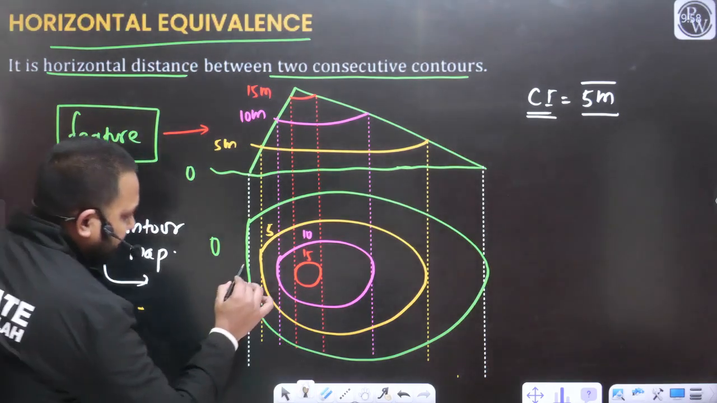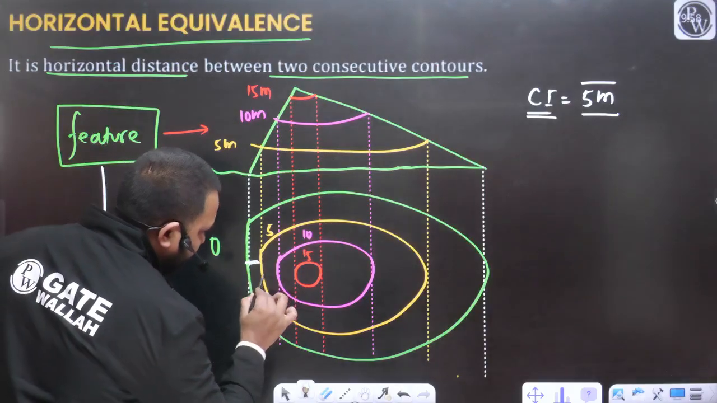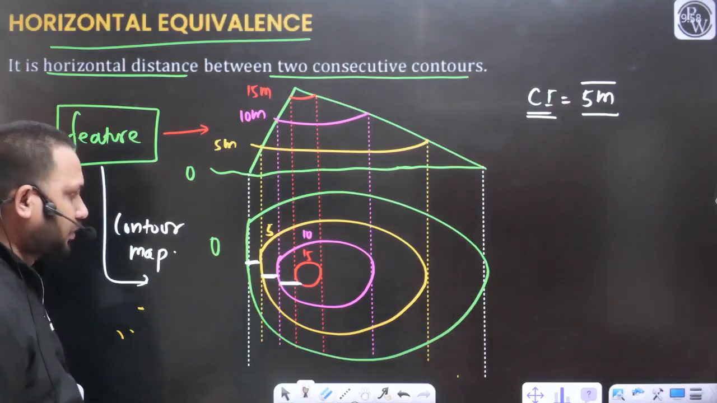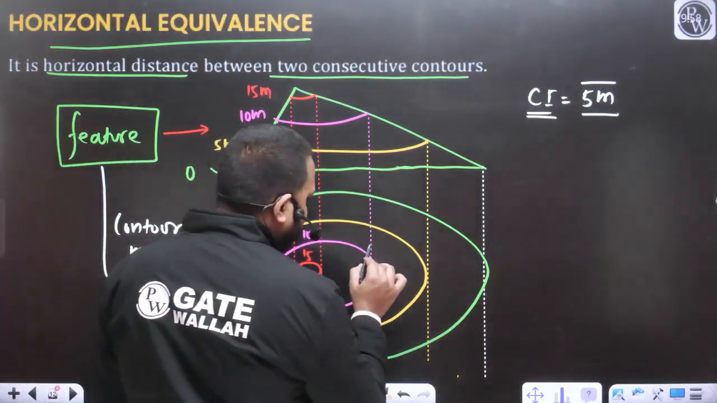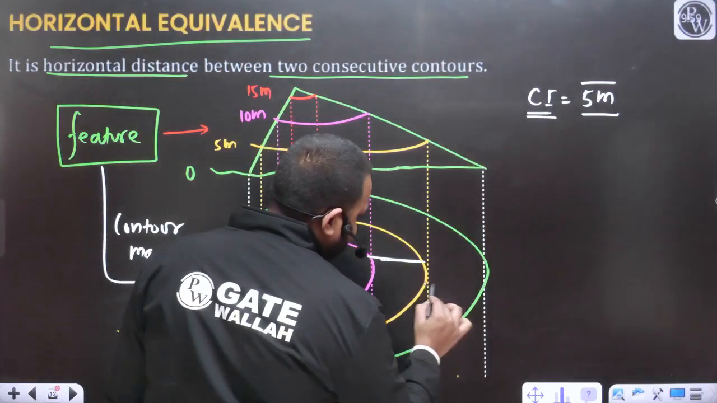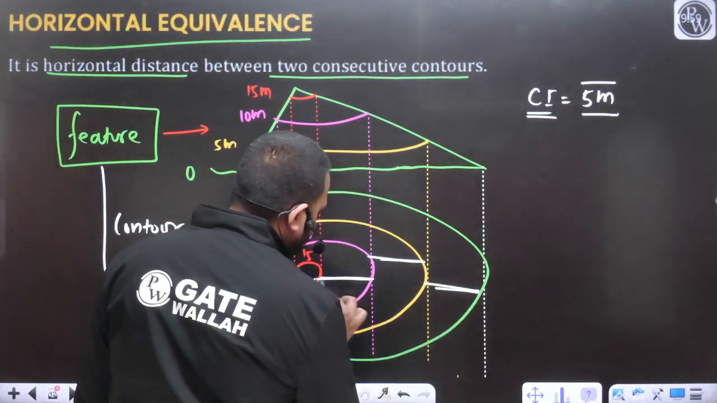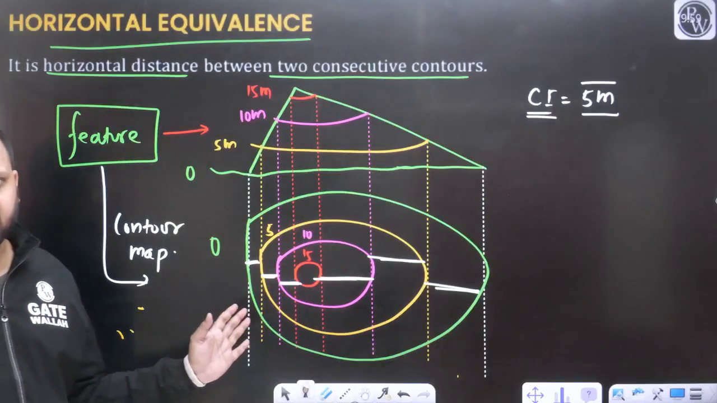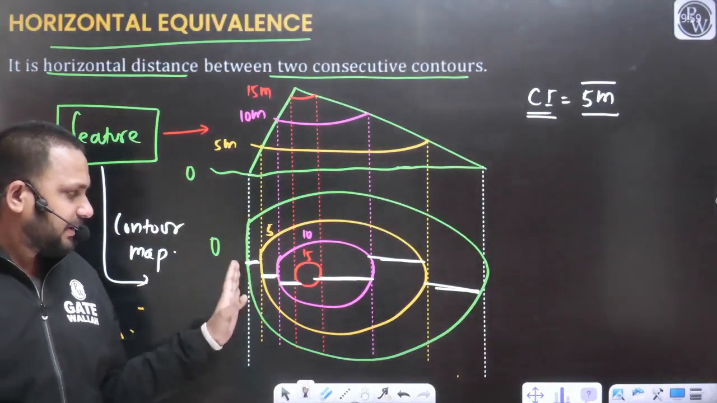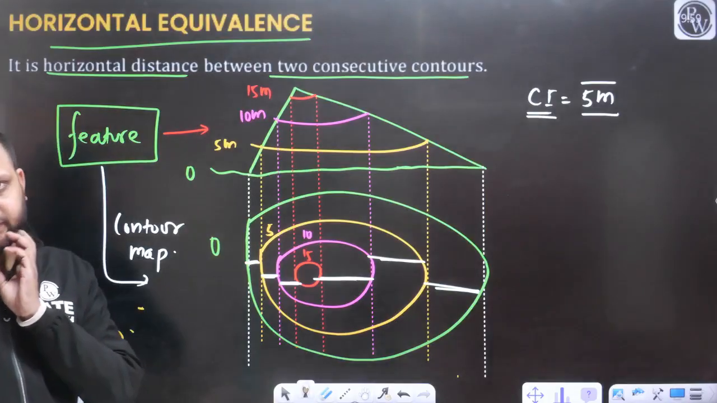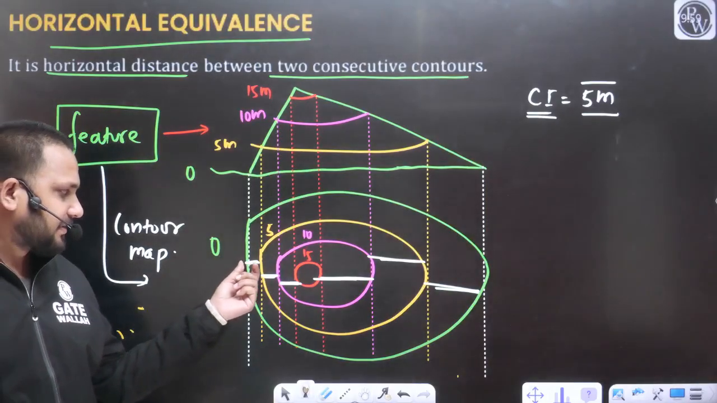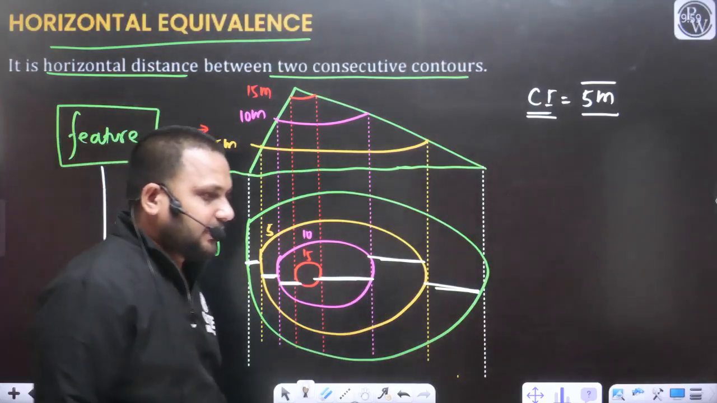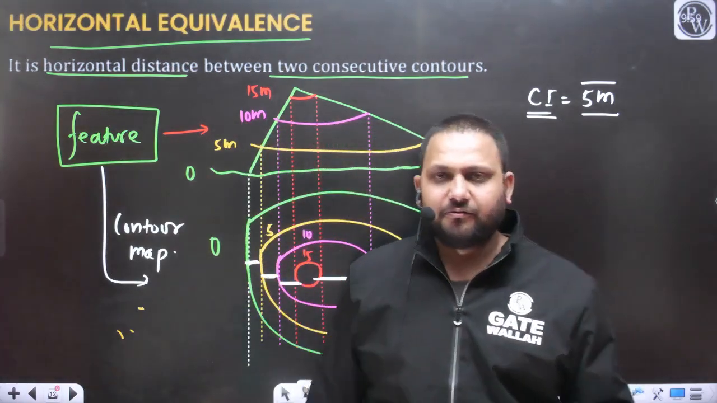As you can see, here this is the horizontal distance, here this is the horizontal distance, here this is the horizontal distance. Yes or no? But if I talk here, this is going to be the horizontal distance, here this will be the horizontal distance, here this will be the horizontal distance. You can see clearly now, for a single map, it is varying. Here the horizontal equivalence is less, here the horizontal equivalence is more. There is no fixed guarantee that the horizontal equivalence will be the same for a map.